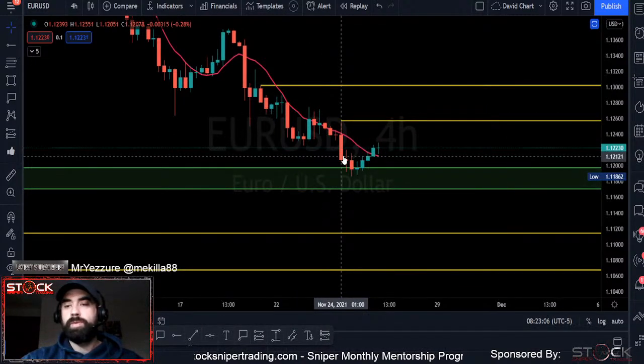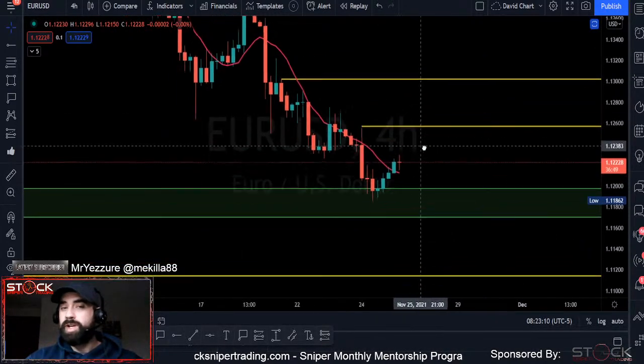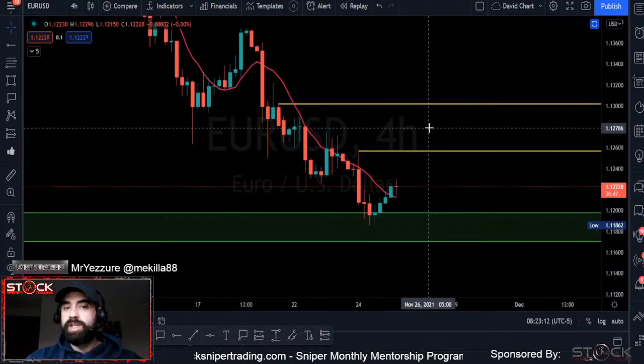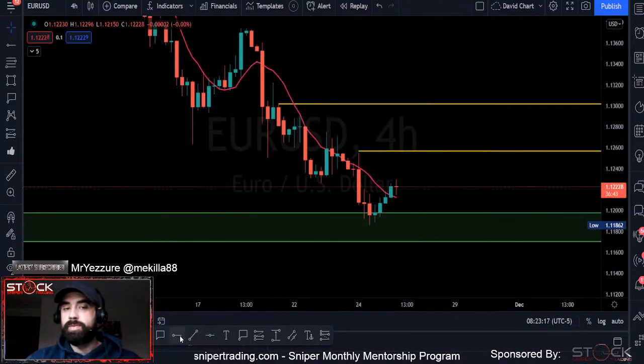So we have orange folder news. Let's see if maybe we can get some starting of retracement. What are your guys' thoughts on Euro USD? Do you guys think EU is going to go bullish? Do you think it's going to go bearish? What are your guys' thoughts?